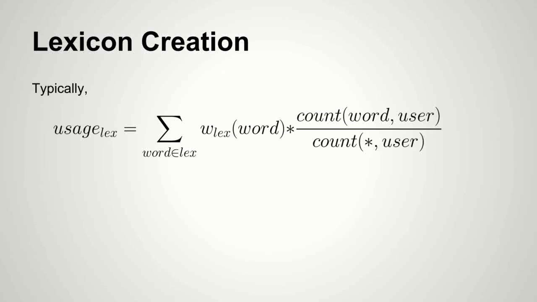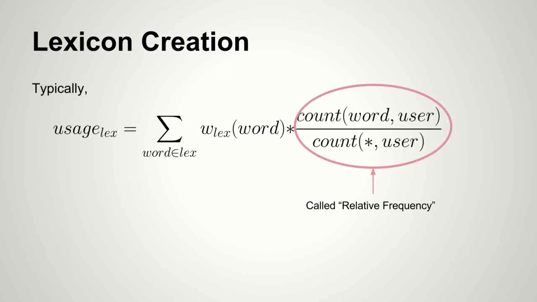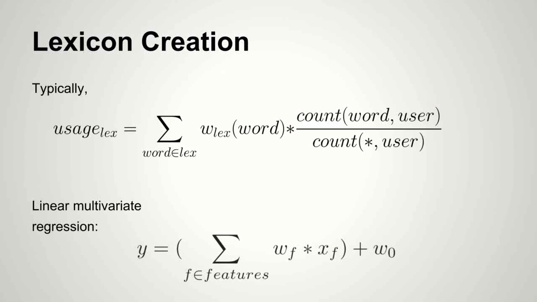Typically, when you extract a lexicon for a user, you take the relative frequency of each word and multiply it by the word's weight in the category you are considering. The relative frequency for a given word is the number of times the word was used divided by the total number of times any word was used by the user. It turns out this equation is very similar to the one defining linear multivariate regression, a standard technique used in computer science and statistics to build predictive models.